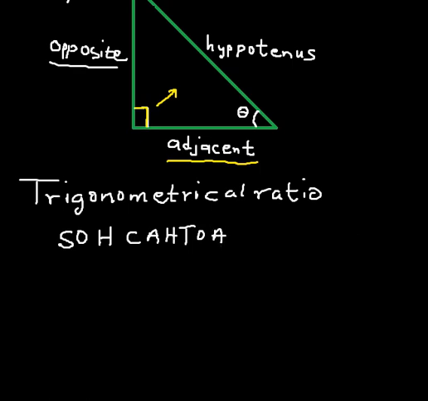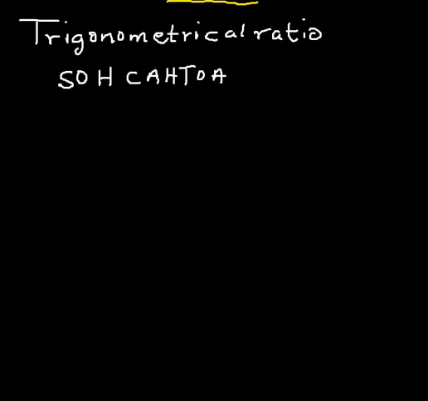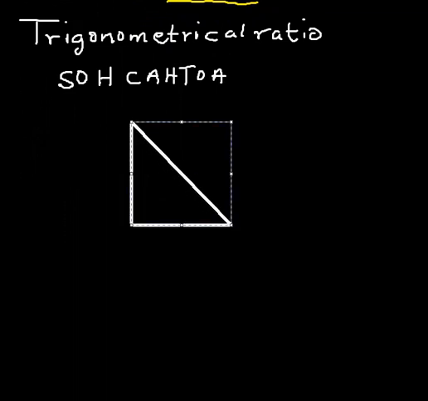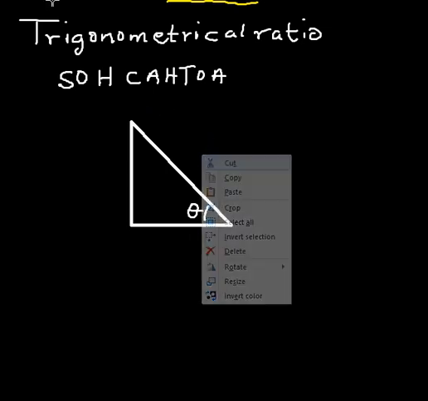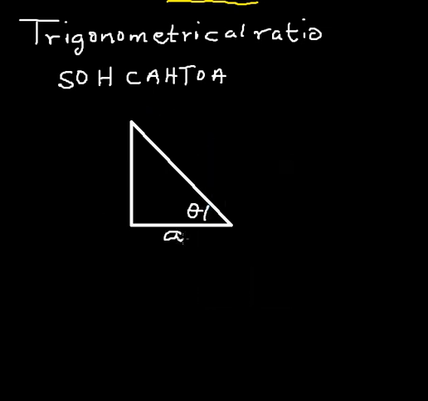All right. So now let me redraw my right angle triangle, and of course, give it the sides. The angle is still theta, and the longest side, which is the hypotenuse, I'll call it C. Let me call the adjacent A, and the opposite B. So this is the angle 90.